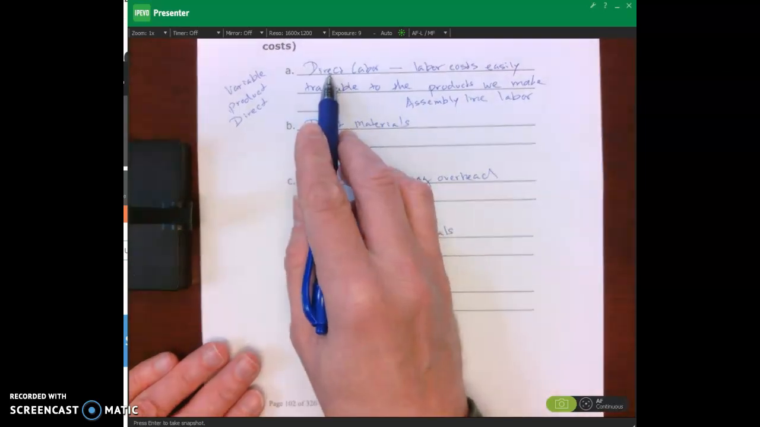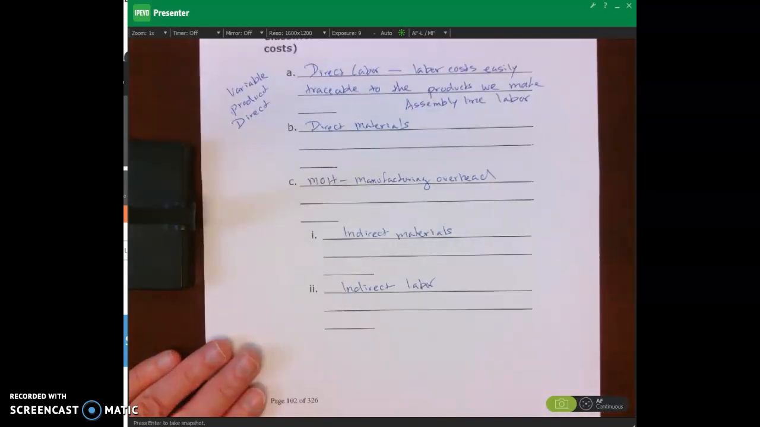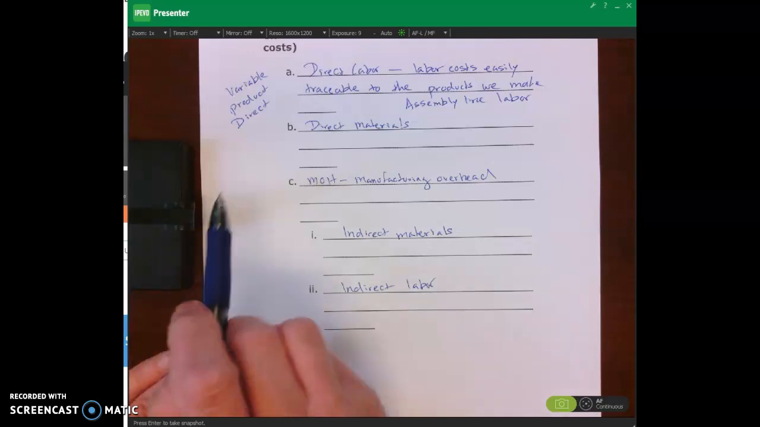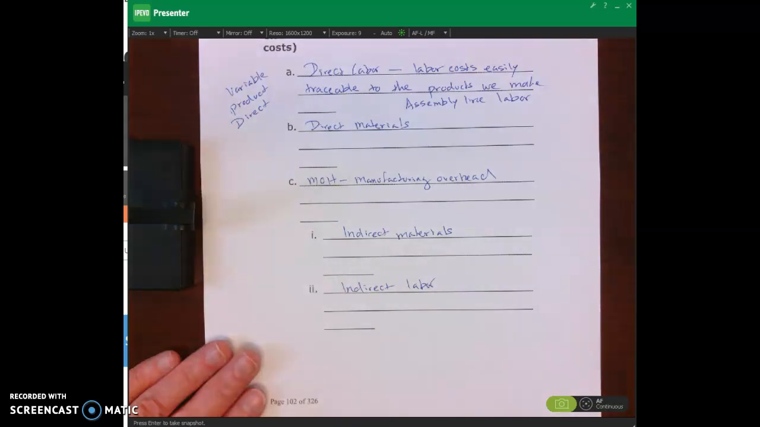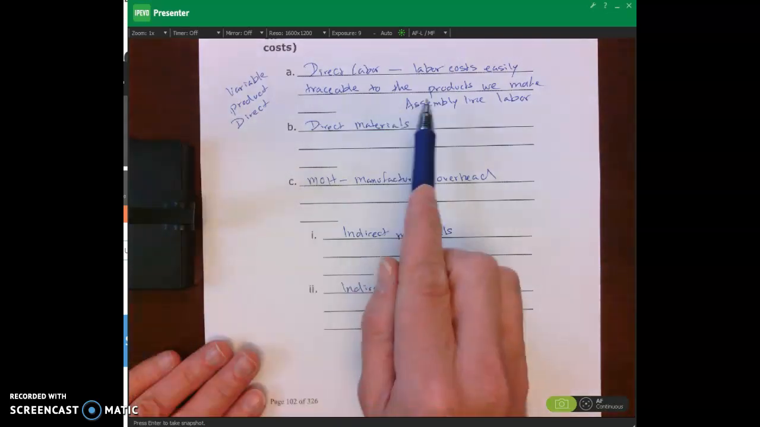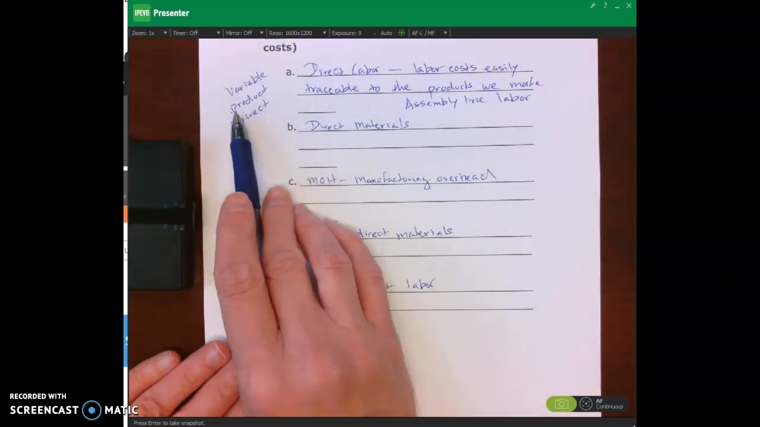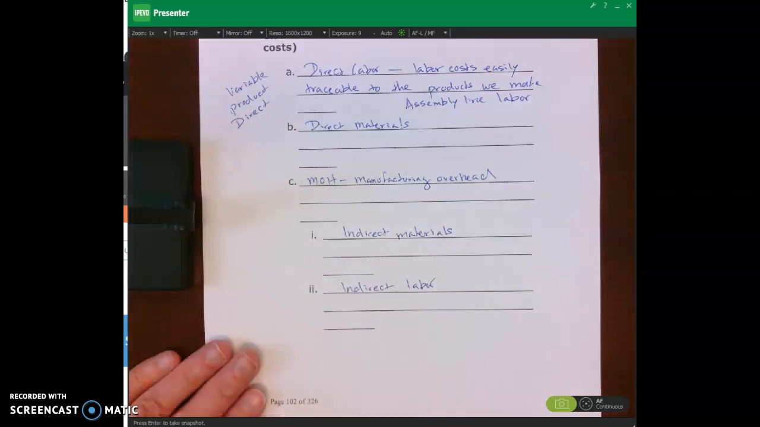So when I say direct, remember we talked about in some of those other lecture videos, direct or indirect with respect to what? Now we're talking about direct with respect to the products that we make. We can easily trace direct labor, the assembly line labor, to the products that we make. Direct labor is also considered a variable cost. So that means that we're assuming these assembly line workers are being paid per hour. And then it's also a product cost, which means, as we'll talk about later in the lecture video, it shows up in cost of goods sold, and it also shows up in the value of our ending inventory.